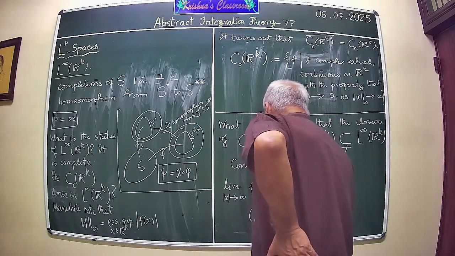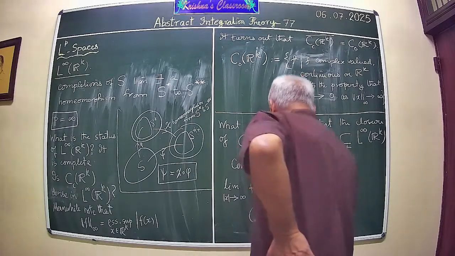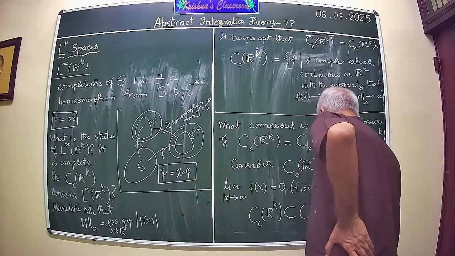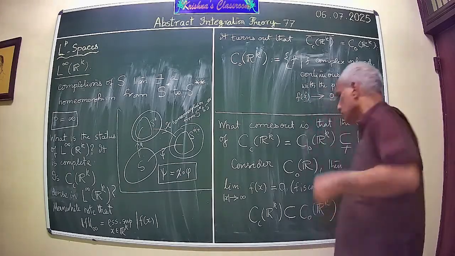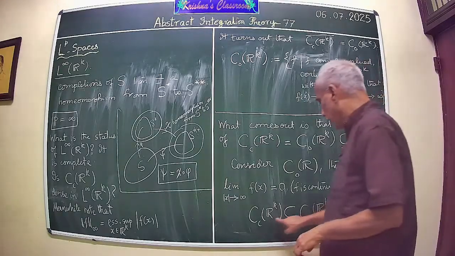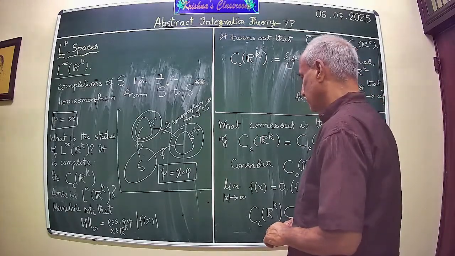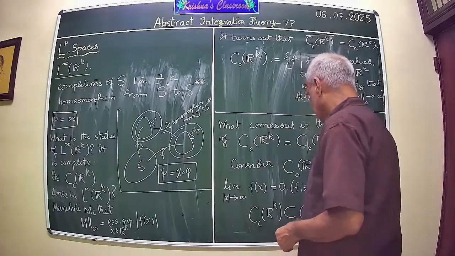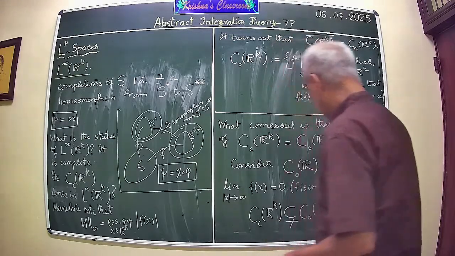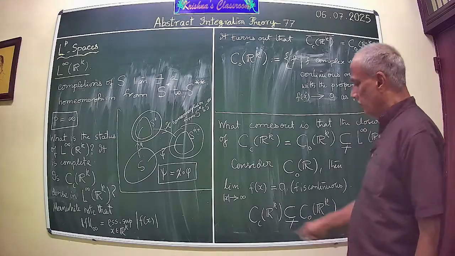C_c(R^k) is in fact contained in C_0(R^k), okay, but they are not equal, right? This is something that you can say, and they are not. That means there exist elements in C_0(R^k) which are not in C_c(R^k).